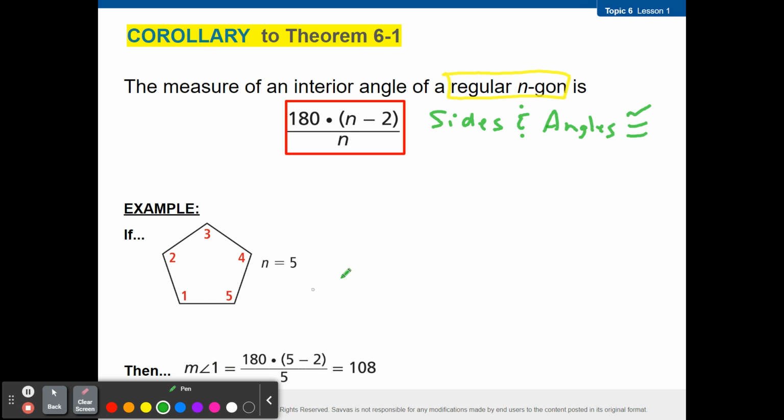All right, so in this case, we have 5 sides. What's a 5-sided figure called? Pentagon.